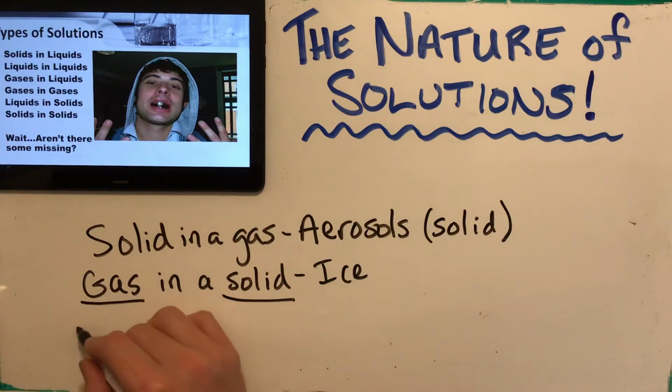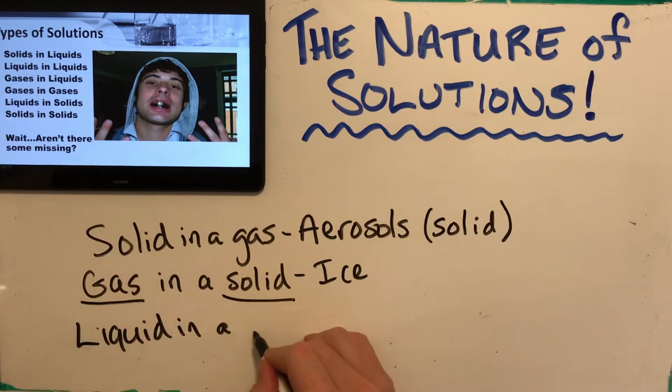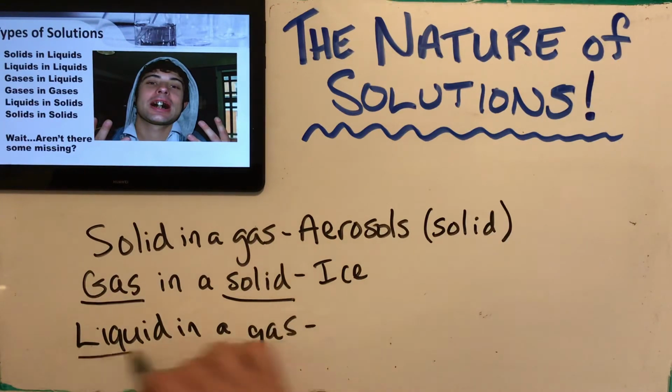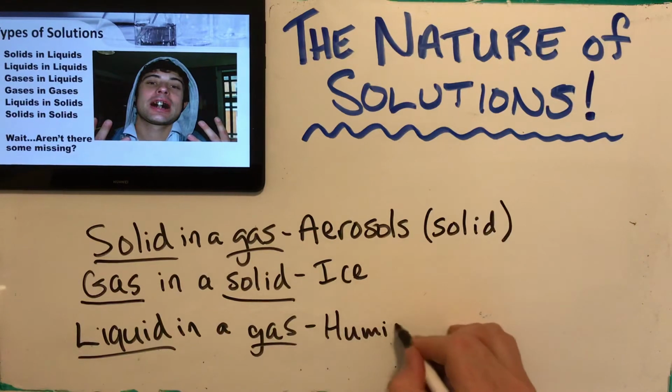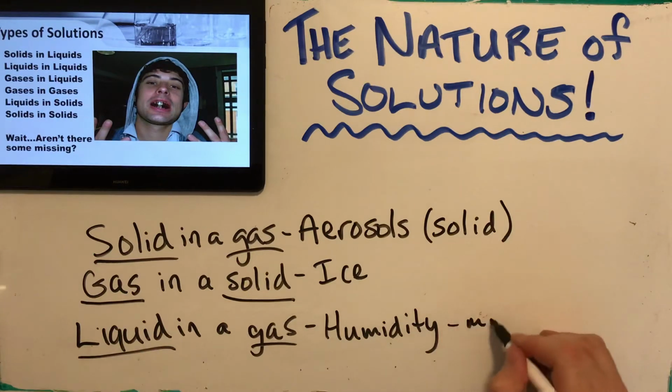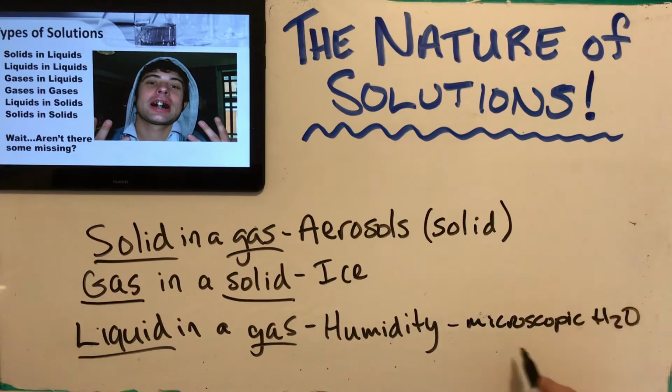And then the last one is a liquid in a gas. All right, so we have a liquid and a gas. I'll underline these states. These three are not in there, but they do exist. So a liquid in a gas, well, humidity is something that is coming into effect now, right? The weather's getting a little bit nicer, and any of the rain that falls then evaporates and joins the air. Humidity is microscopic H2O droplets that are in the air.